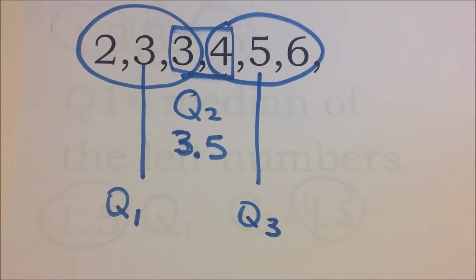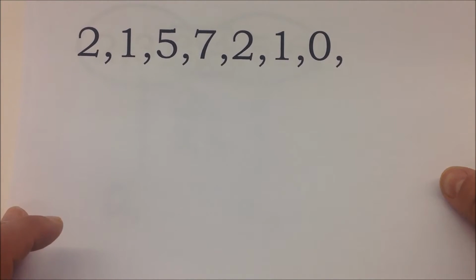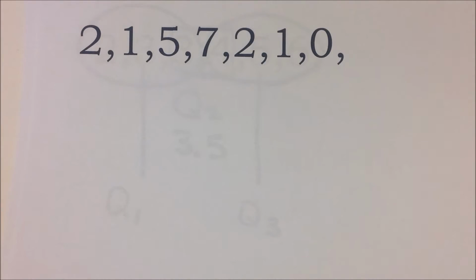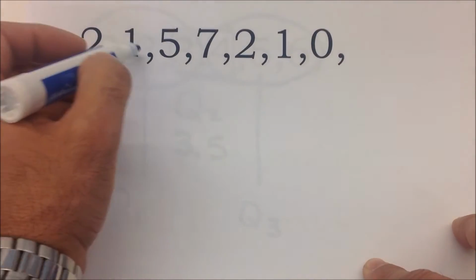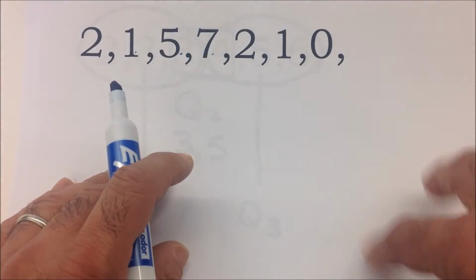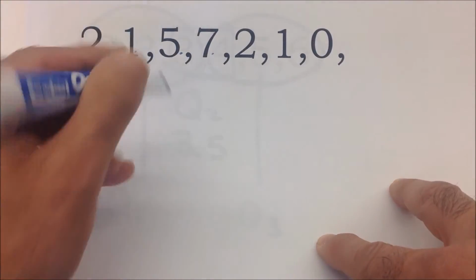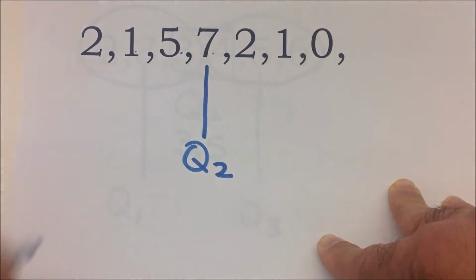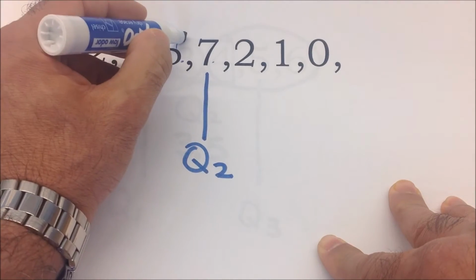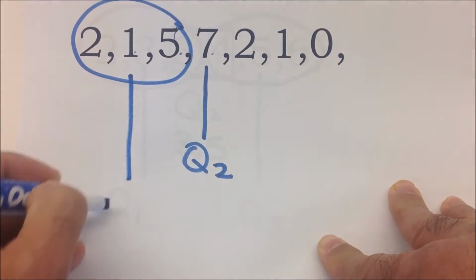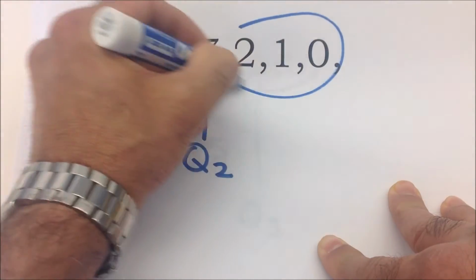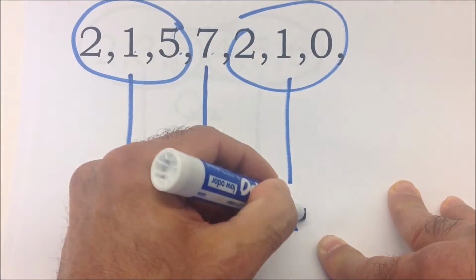Okay, let's go again. Let's try this one. Again, you should try to pause the tape and do this on your own. So we look at these numbers. 1, 2, 3, 4, 5, 6, 7. We have an odd amount. When we have an odd amount, it's easy. We can see 7 right down there is Q2, the median. And then we want to know these numbers, and we can see that 1 is Q1. And we can see here 1 is Q3.